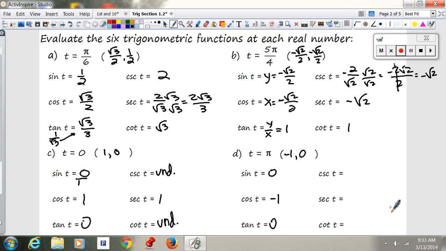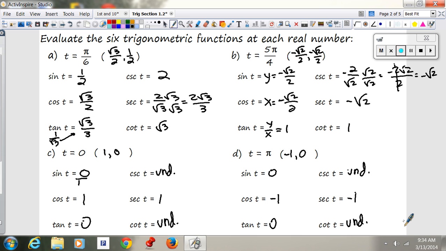Cosecant at pi, undefined. You cannot have a 1 over a 0. Secant at pi is negative 1 still. Negative 1 over 1, when you flip it, is still negative 1. And then cotangent at pi is undefined. Can't have a cotangent there because it would be a negative 1 over 0. Can't have a 0 on the bottom.